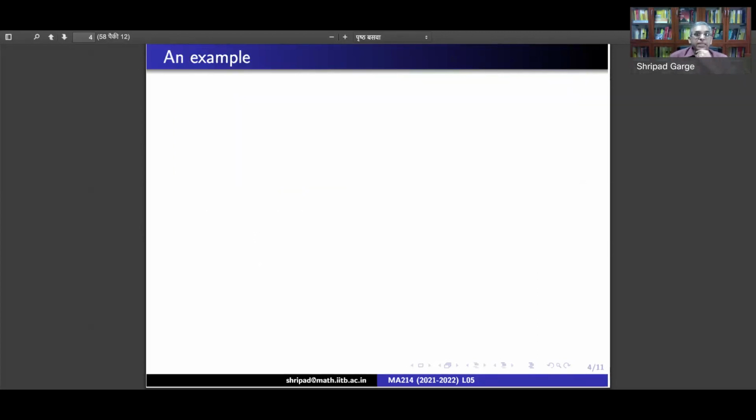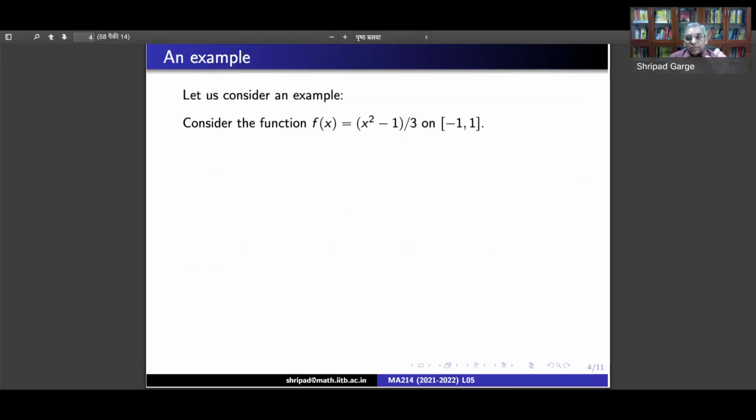So let's see an example. Suppose I want to look at this function (x square minus 1)/3, defined on the interval minus 1 to 1. And we want to first of all check whether it takes minus 1 comma 1 to itself. And for that we compute the extremal values of this function. We need to compute where the derivative vanishes, and in addition we have to look at the boundary points of the function. So those are the points where the maxima and minima will be achieved.